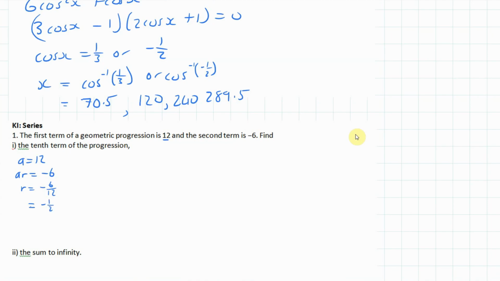We've got to find the 10th term. Now, remember the general formula for the nth term is ar to the power of n minus 1. Therefore, the 10th term is going to be ar to the power of 9. In this case, that's 12 times (negative 1/2) to the power of 9. Now, what does this give us? Negative 1 over 2 in some brackets, to the power of 9, and multiply that by 12. I'm getting negative 3 over 128.